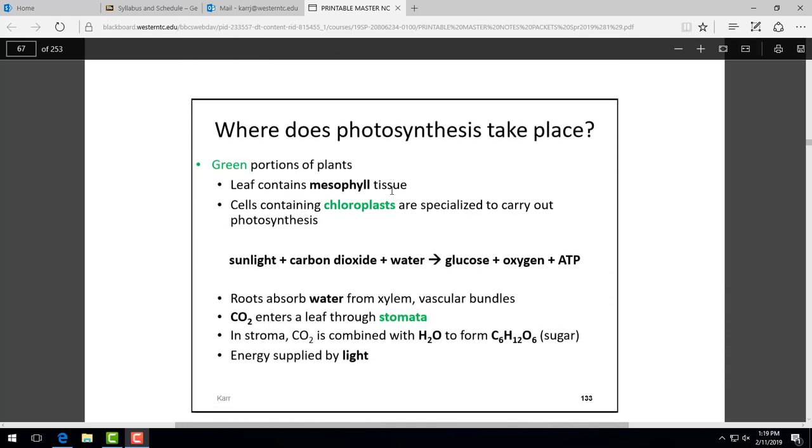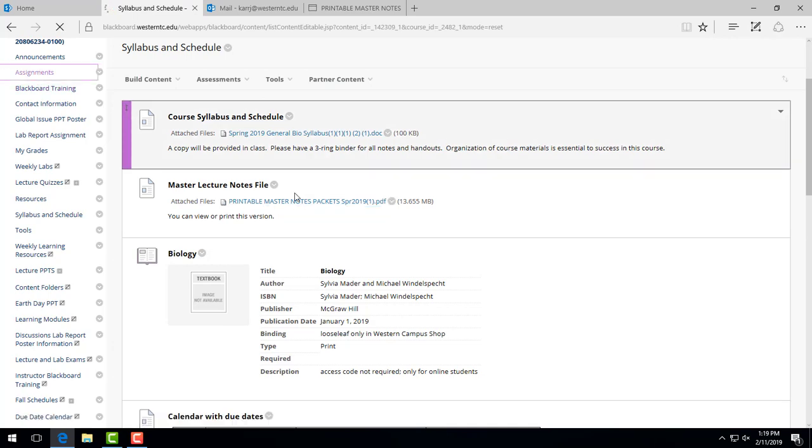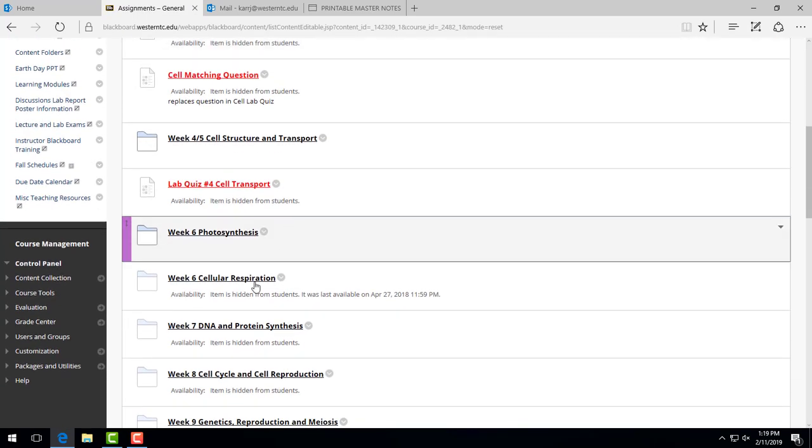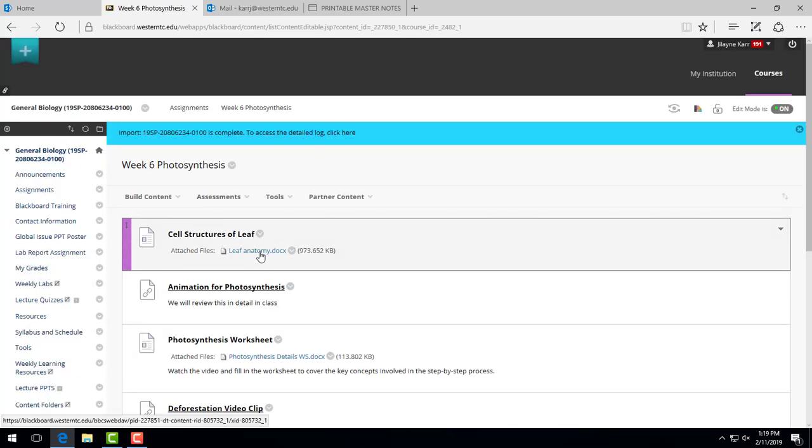So where does it take place? We already said in the leaf. I wanted you to look at your diagram that I handed out. I'm going to pull it up online so I can look at it with you. Structures of the leaf.